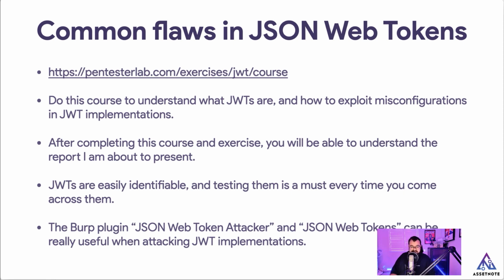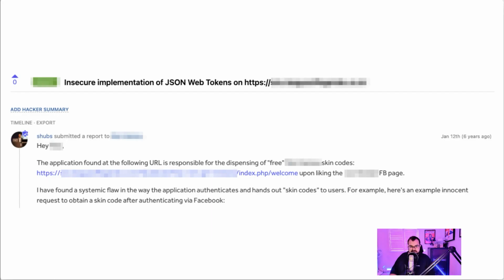JWTs are easily identifiable, and testing them is a must every time you come across them. There are a few Burp plugins like JSON Web Token Attacker and JSON Web Tokens that can be really useful when attacking JWT implementations. So the report for this one looks something like this.